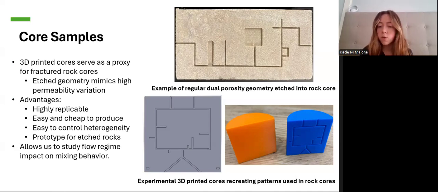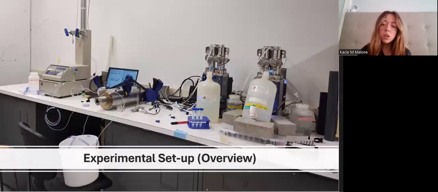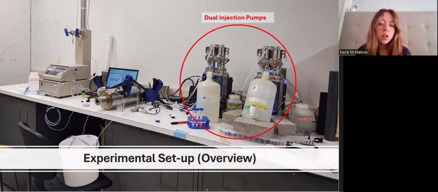And so this therefore makes 3D printed cores effective proxies for studies such as the one that is being presented here. Specific advantages to using 3D printed cores include that they are highly replicable, they are easy and cheap to produce, it is very easy to control the heterogeneity of the core, and again, they are effective prototypes for etched rocks. The overall goal of using these core samples is to study flow regime impact on mixing behavior. This next slide just simply illustrates a broad overview of the experimental setup present in the lab, and we are first going to take a deep dive into the injection pumps.